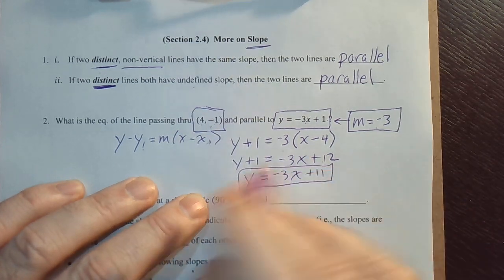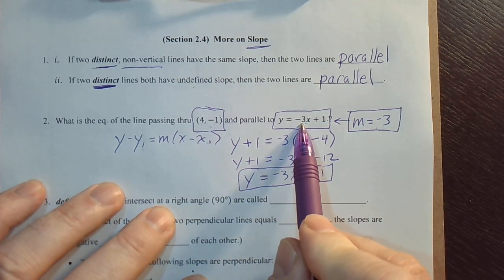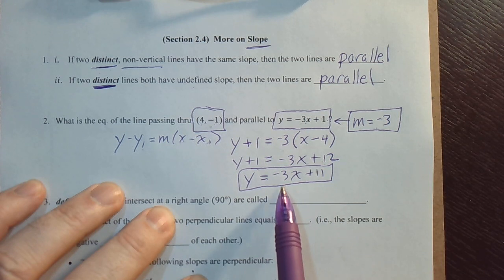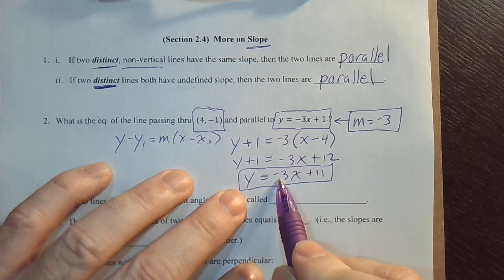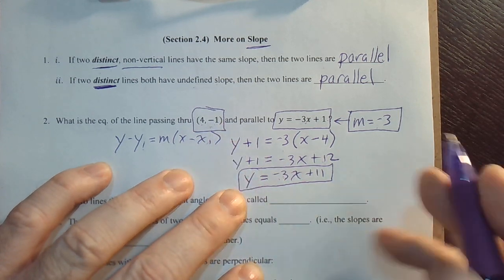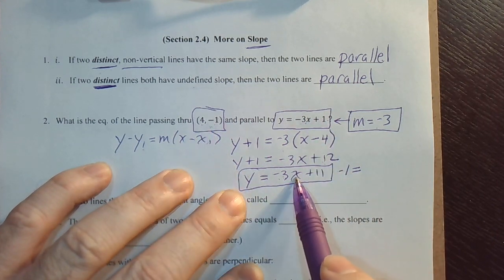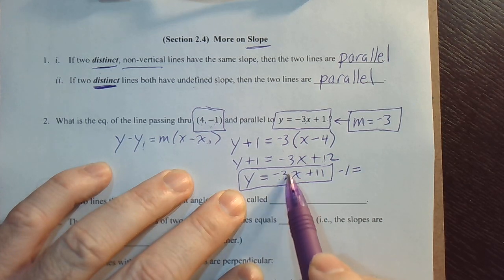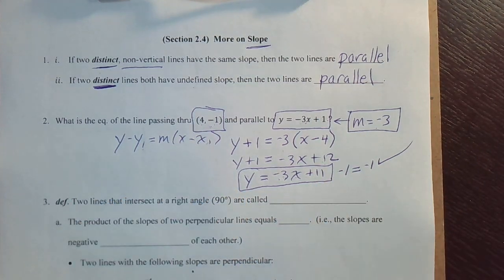This is the line written in slope-intercept form that is parallel to this one, obviously, because this has a slope of -3, and this has a slope of -3. And it passes through (4, -1). And if you wanted to be very, very careful and check your answer, y is -1, so -1 equals, let's verify this. x is 4. -3 times 4 is -12. -12 plus 11 gives me -1. So we are correct.